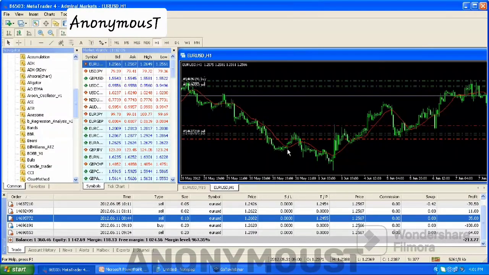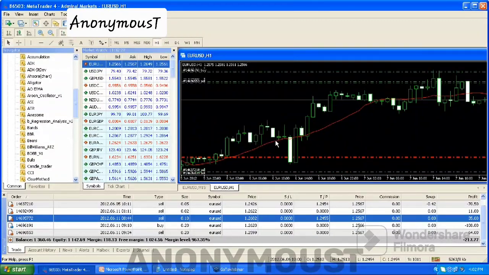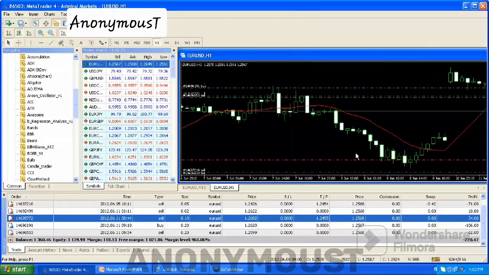See this bullish candle, it's cutting the moving average from below. The closing of the candle is above the moving average, it goes up. Here you see a bearish candle. I'll just zoom in a little bit.